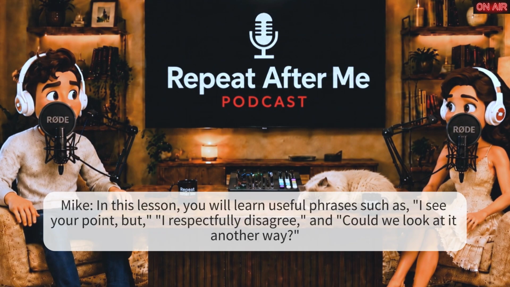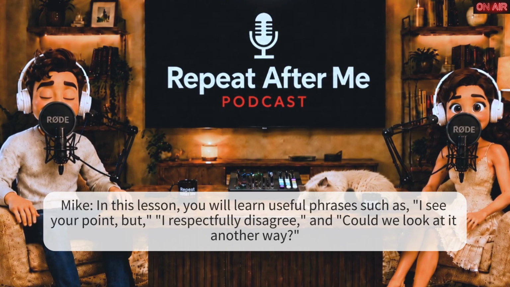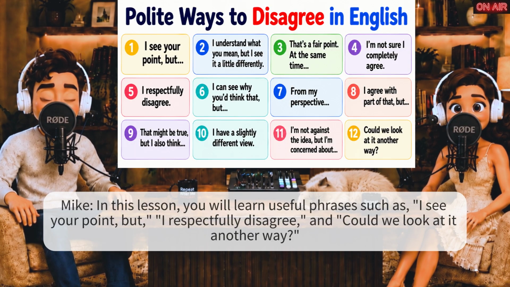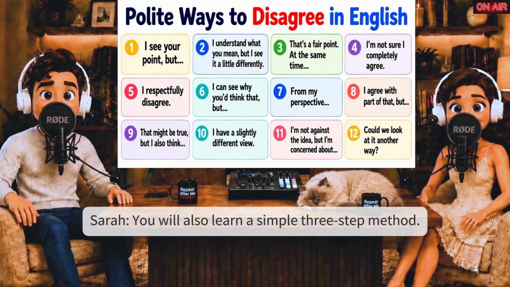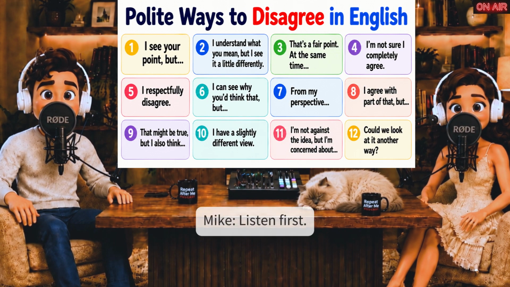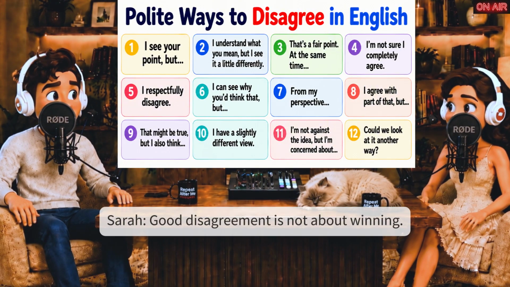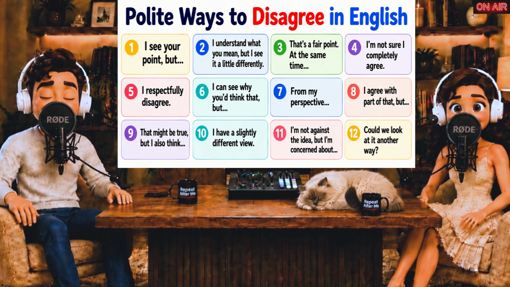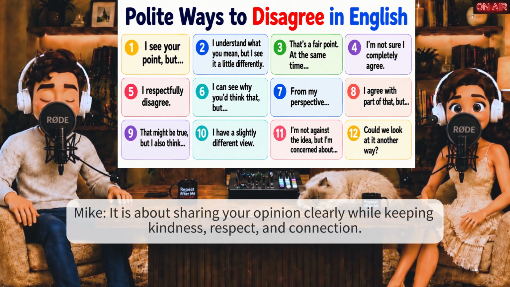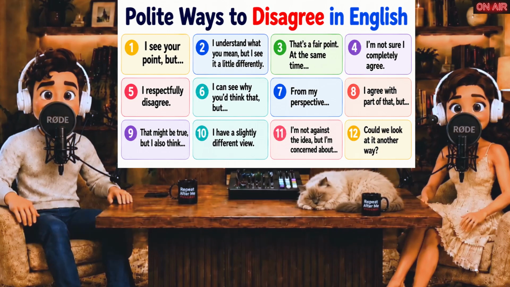In this lesson, you will learn useful phrases such as, I see your point, but I respectfully disagree, and could we look at it another way? You will also learn a simple 3-step method. Listen first. Disagree gently. Then explain your reason. Good disagreement is not about winning. It is about sharing your opinion clearly while keeping kindness, respect, and connection.